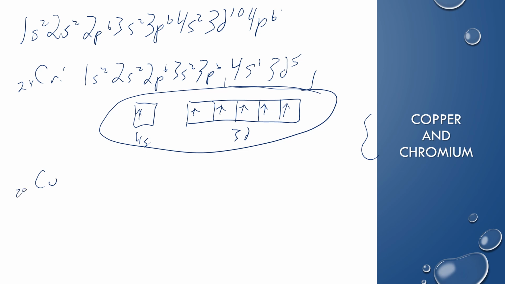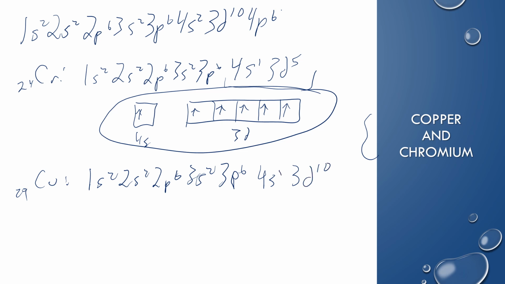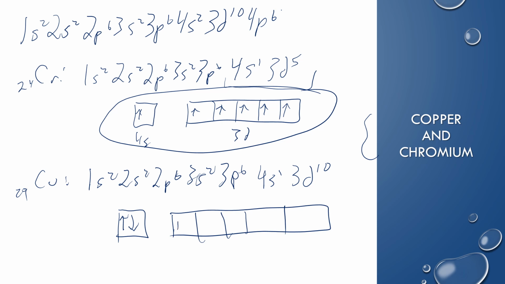Copper has 29. So 1s2, 2s2, 2p6, 3s2, 3p6 for its first 18. And then after that, we have 4s1, 3d10. Now again, normally we would expect 4s to be completely full. For those extra 11 electrons, you would expect 3d and 4s.